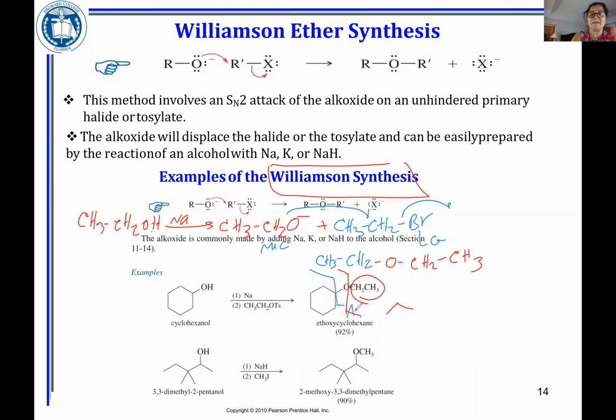So if it's A, you would get the cyclohexanol. For B, you would get ethanol, CH3CH2OH, you start with. So your starting material depends on where the cut is.